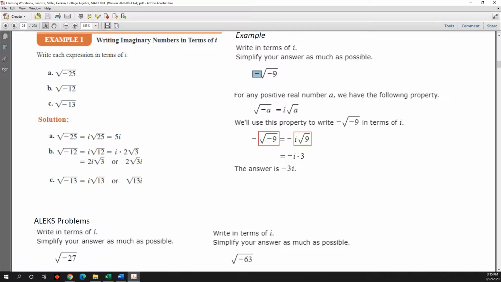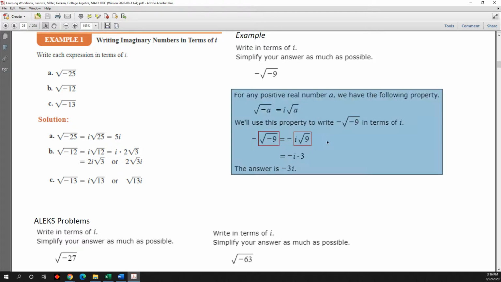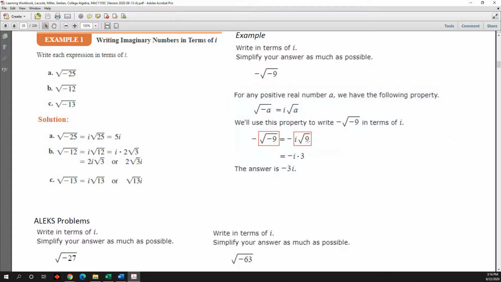Notice that we have a minus outside as well as inside for this problem. So when we use the property, we're going to focus only on this part of the problem, ignoring the outside minus. This part of the problem right here can be rewritten as i times the square root of +9. And since there was a minus in front of the red box, we will also put a minus in front of this red box. Now, the square root of 9 is 3. So there are three pieces of our final answer, the negative, the i, and the 3. Putting these all together, we get our final answer, -3i.